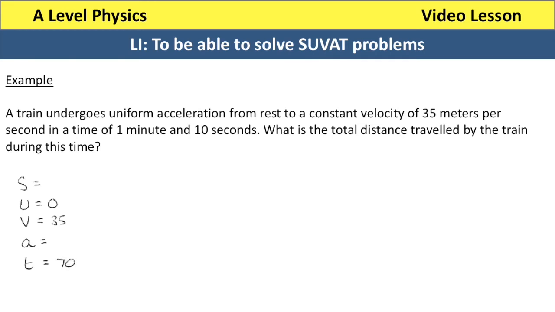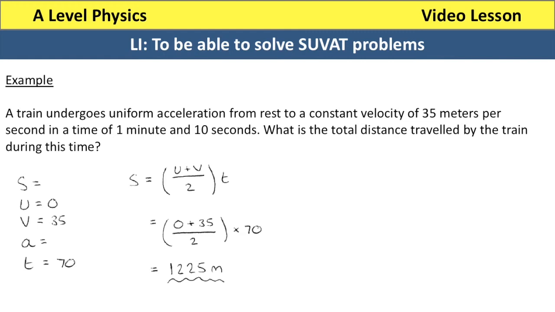Now I want the distance travelled by the train, so I need an equation that links S, U, V and T. So in other words, one that doesn't have A in it. If you look at the formula sheet then, the one that jumps out that would be most appropriate here is this one, S equals U plus V over 2 divided by T. So when we substitute the values in, we'd have 0 plus 35 over 2 times 70, and you can put that straight into your calculator now, and it will give you an answer of 1,225 metres.